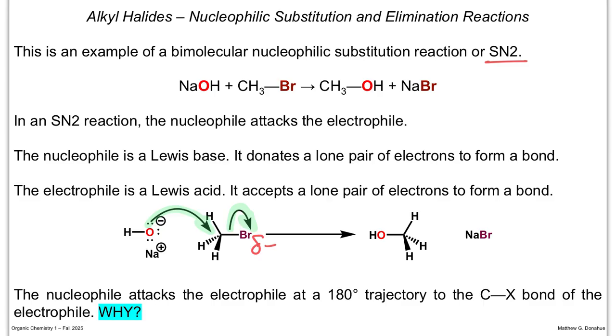This isn't the best representation due to the limitation of my drawing skills and ability to put time into making stuff fancy. This arrow has to attack 180 degrees opposite to that bond. And so over the next couple slides, we'll explain why that is. So the trajectory has to be exactly behind the carbon leaving group bond.